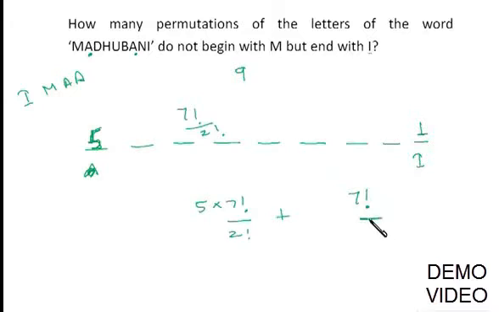So if A is at the first place, these will be the number of arrangements. If none of the A is at the first place, then these will be the number of arrangements. So we just have to calculate that. It's 7 factorial, we can take it as common. So it's 5 by 2 plus 1, that is 7 by 2. So 7 into 7 factorial by 2 will be our answer. I hope you are clear with both the cases.